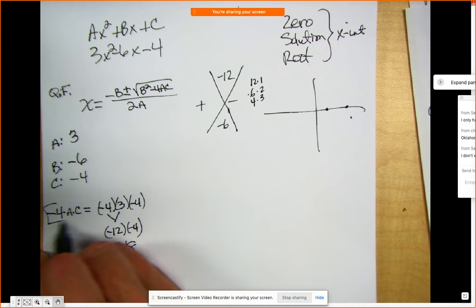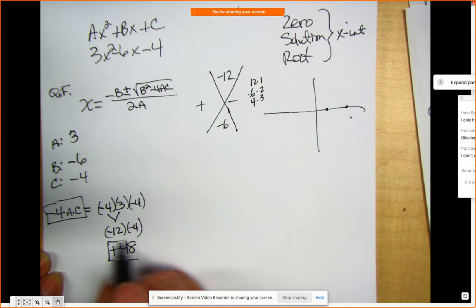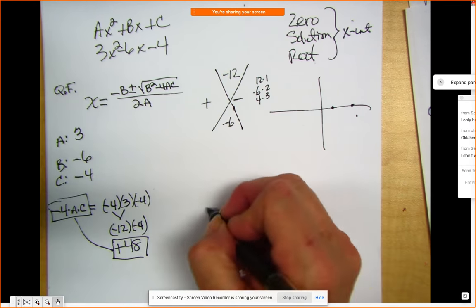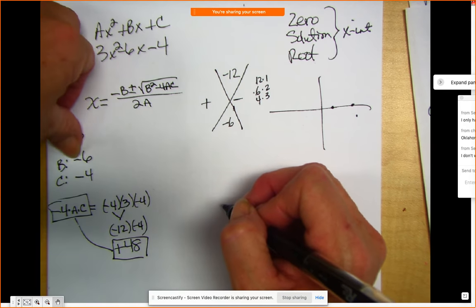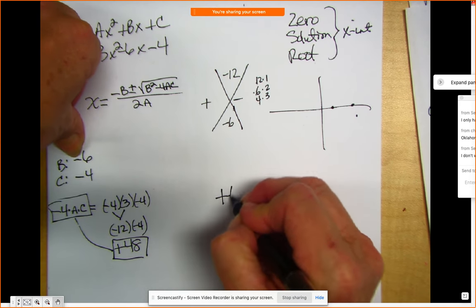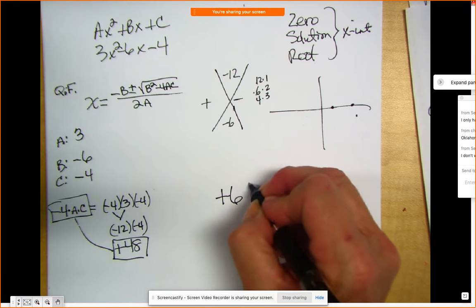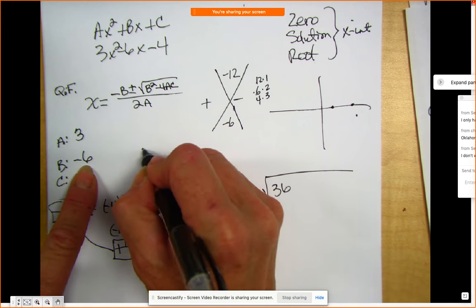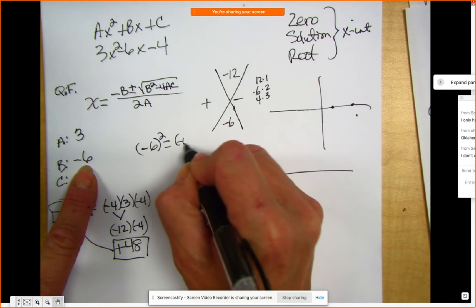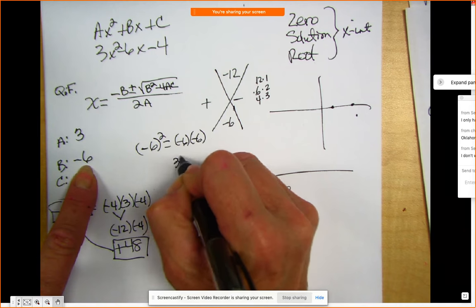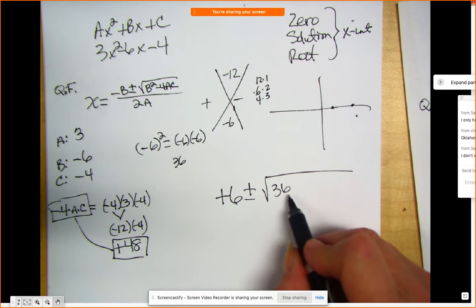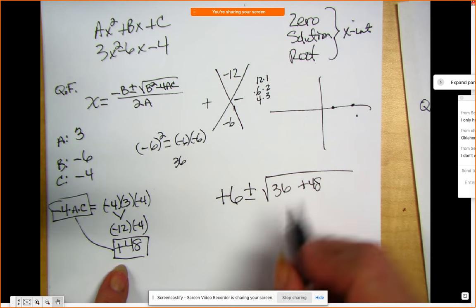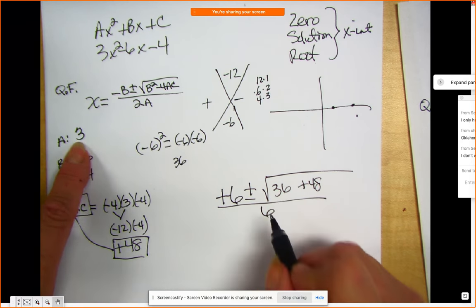Okay, so when they ask for minus 4ac, I'm going to plug in 48. Okay, let's start. X equals opposite of b. Opposite of negative 6 would be positive 6, plus or minus square root of b squared, which happens to be 36, because negative 6 squared is negative 6 times negative 6, which will be positive 36. B squared minus 4ac, which in this case is a plus 48 because we did it over here, divided by 2a. 2 times 3 is 6.